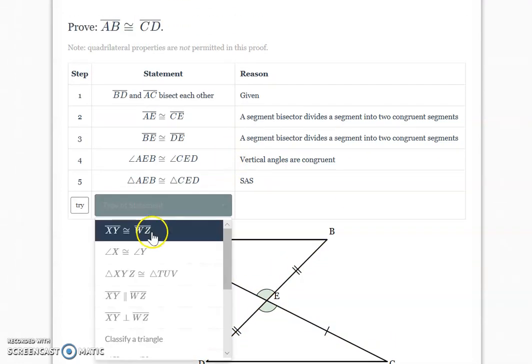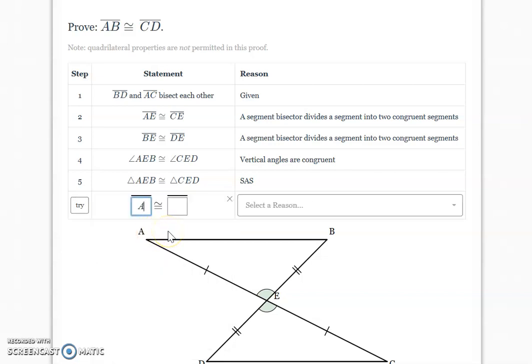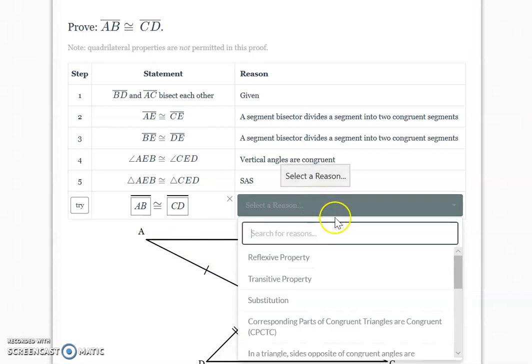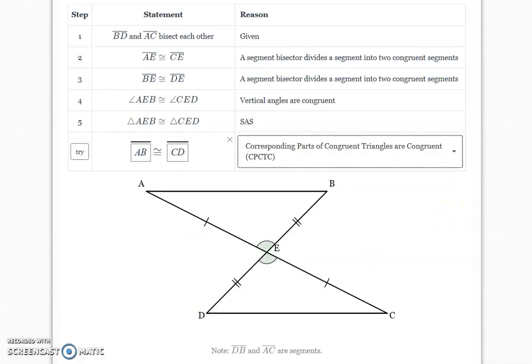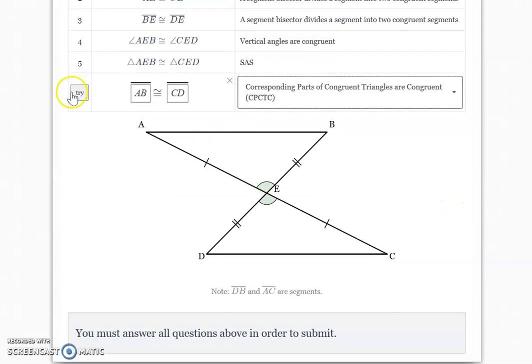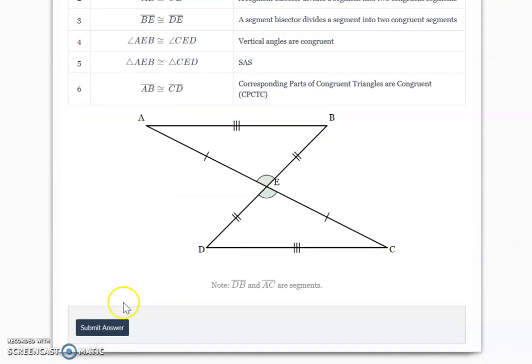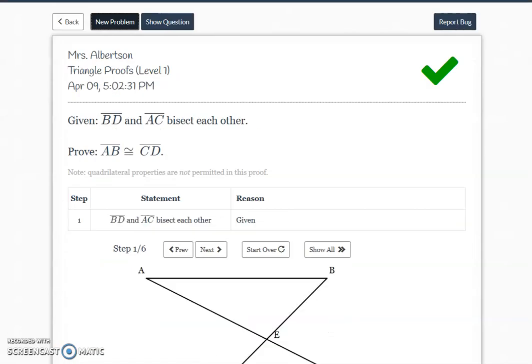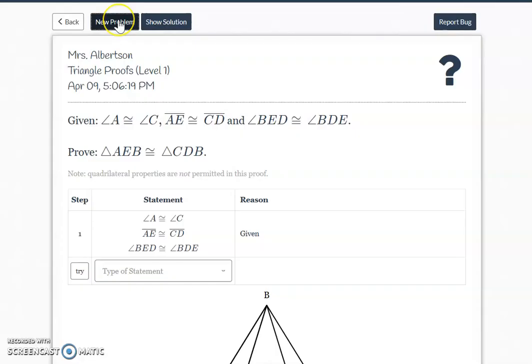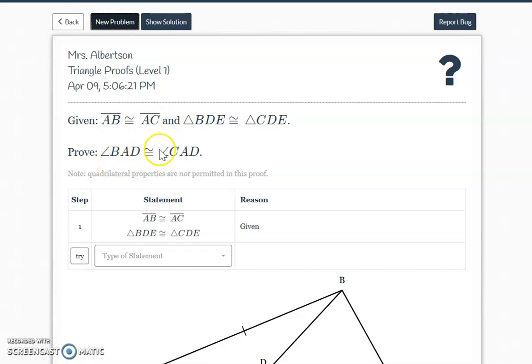So I want to get congruent segments. I'm saying AB is congruent to CD, and that's because corresponding parts of congruent triangles are congruent. All right, that takes care of it. So submit, yes, and we got it. Let's see if we have time for another one. And again, we're going to keep clicking until we get to one that doesn't have a triangle.